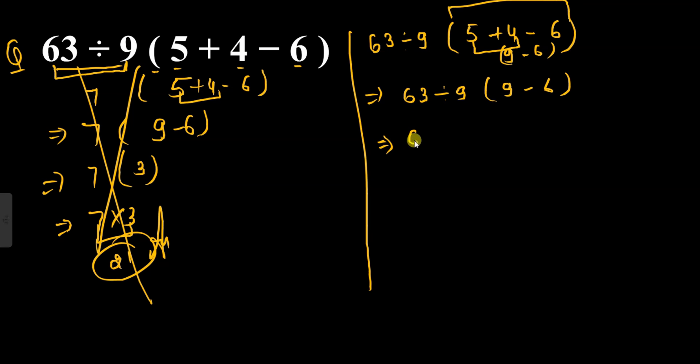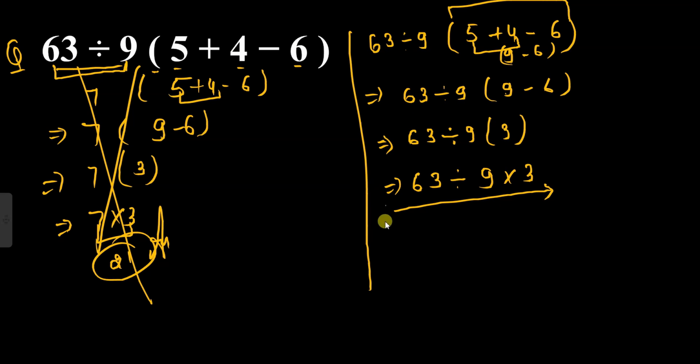Let's solve further, 63 divided by 9, 9 minus 6 is 3, right? So 63 divided by 9 multiplied by 3.